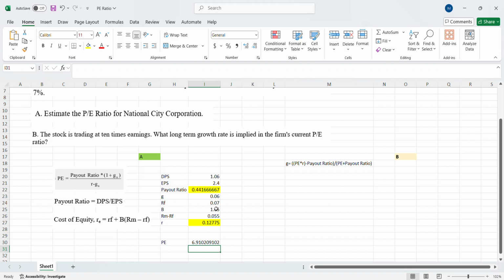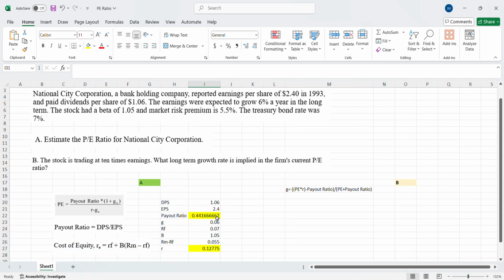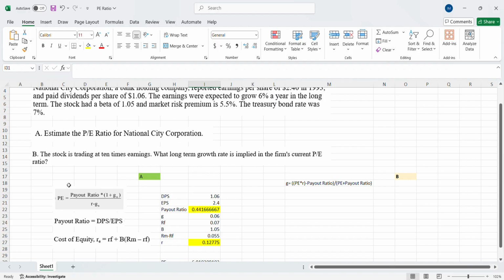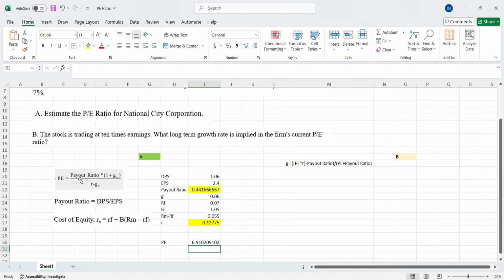So the strategy is you plug all the values here from the question, and then go back to your formula and plug all the values into your formula. But be careful when using Excel sheet. You have to put the parentheses and all the notation carefully to get the results.